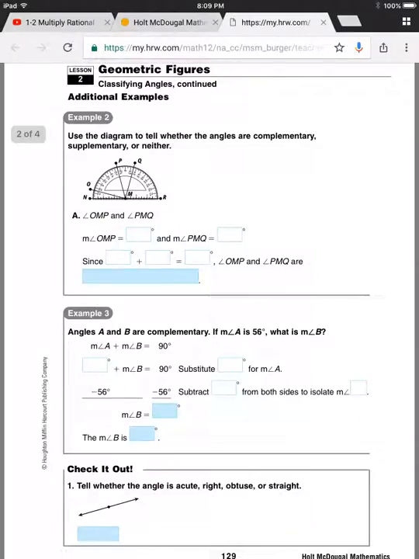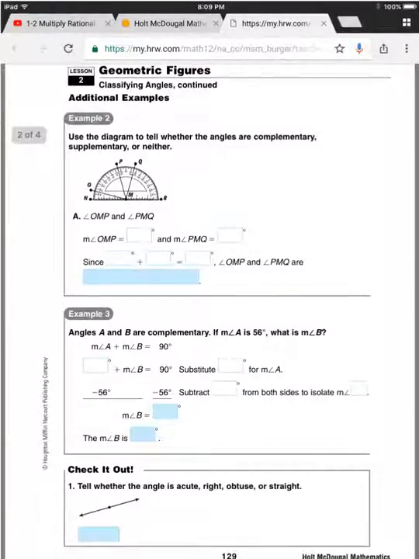Alright, so we are going to use the diagram to tell whether the angles are complementary, supplementary, or neither. Now, you need to know what those angles measure. N is at 180 degrees. O is sitting at 165. P is at 105. And Q is at 75. And R is at 0.